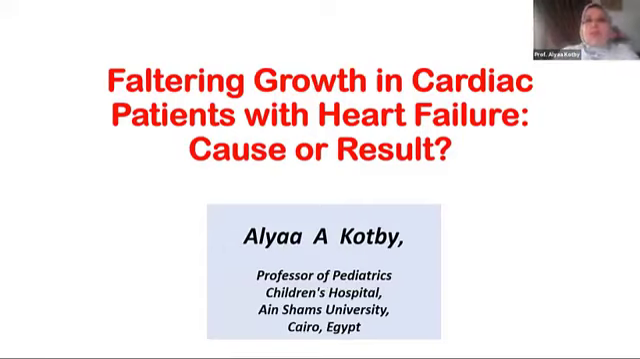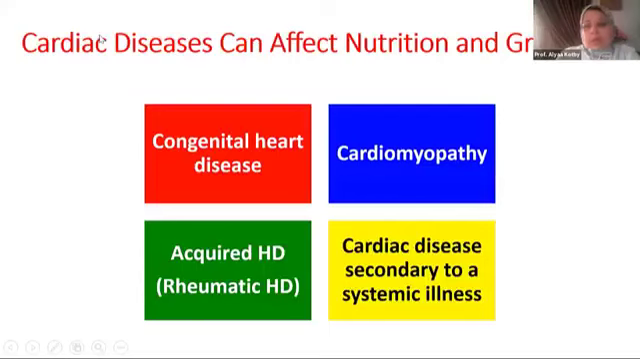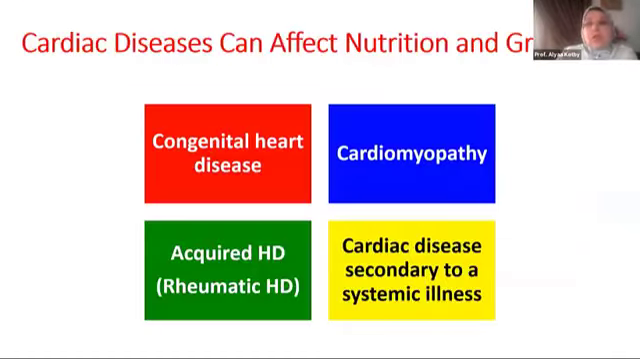I will be speaking now about faltering growth in children in cardiac patients with heart failure. Is it a cause or a result? We all know that signs of faltering growth in patients with cardiac disease include underweight for age, decreased length and height for age, and underweight for height. Which cardiac disease can affect the nutrition and growth?